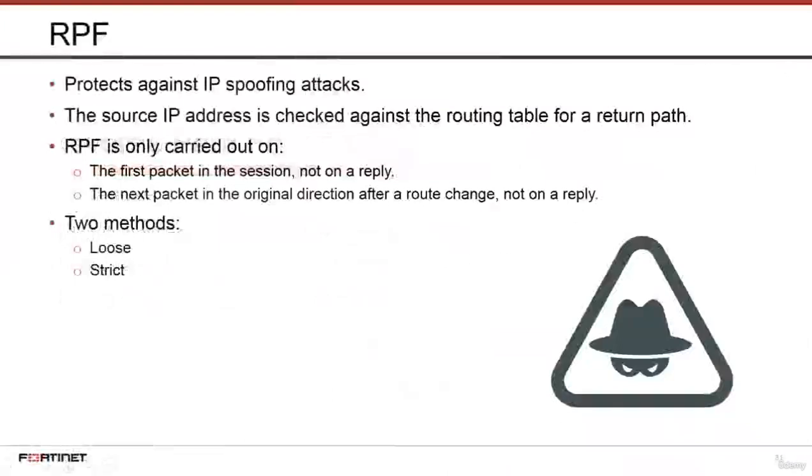Reverse path forwarding. Packets are sometimes dropped for routing and security reasons. Reverse path forwarding is a mechanism that protects FortiGate and your network from IP spoofing attacks. It checks if there is a route back to the packet source. This check is run on the first packet of any new session. There are two reverse path forwarding methods, loose and strict.